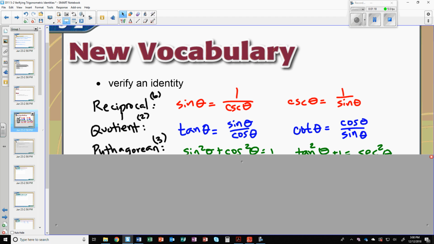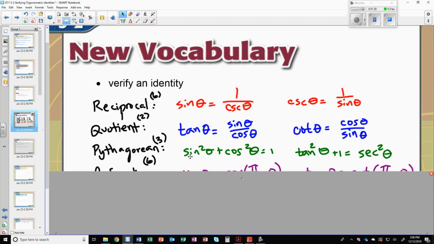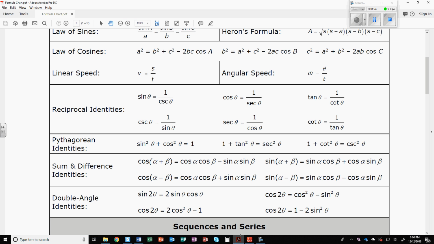Then we moved on. We said there's 3 Pythagorean identities. Starts off with sine squared plus cosine squared equals 1, and then we have the tangent ones. These were also on the formula chart under Pythagorean identities. There's those 3.